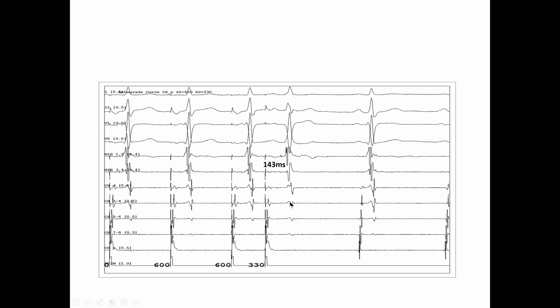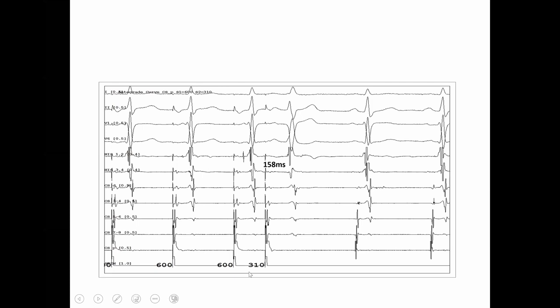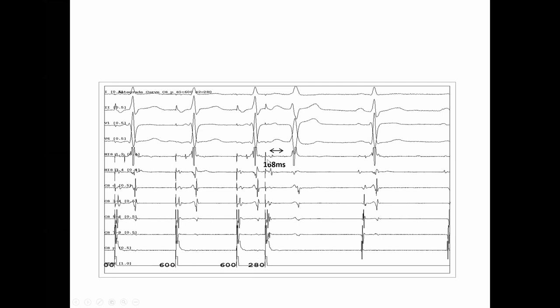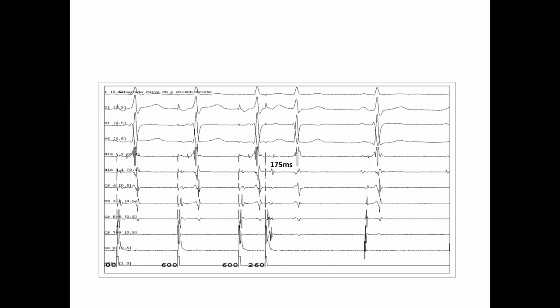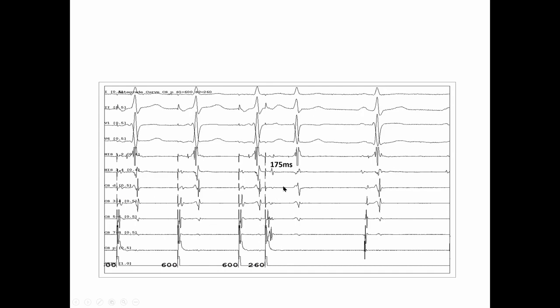So 129, 143, and we're progressively shortening down to 320 milliseconds, 310, 300. Here we've started getting a little His A as well as a little His. That would be the actual interval if you had it all the time, but you want something consistent to compare. So usually we're measuring stimulus to the His rather than the actual His A interval. It's still decrementing out, and it's gotten so short with this last beat that the signal's breaking up a little bit.